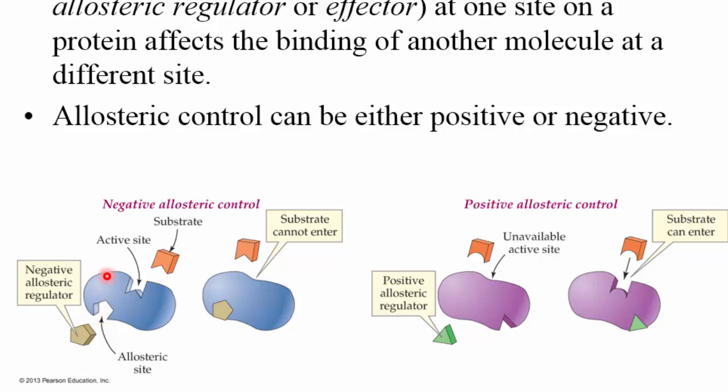So in the negative allosteric control, when the negative allosteric regulator binds, it prevents substrate from binding. It means the substrate cannot enter here. This is the negative allosteric control. However, in the positive allosteric control, here we have an unavailable active site. When this positive allosteric regulator binds, now substrate can enter at the active site.